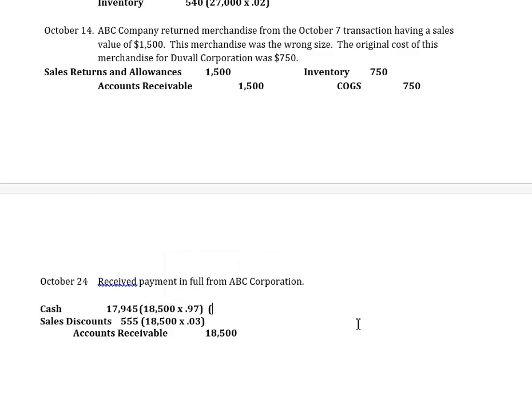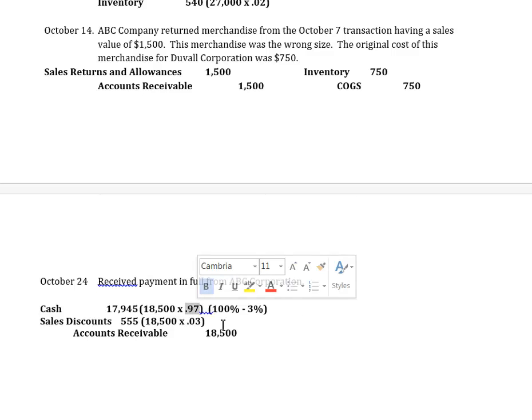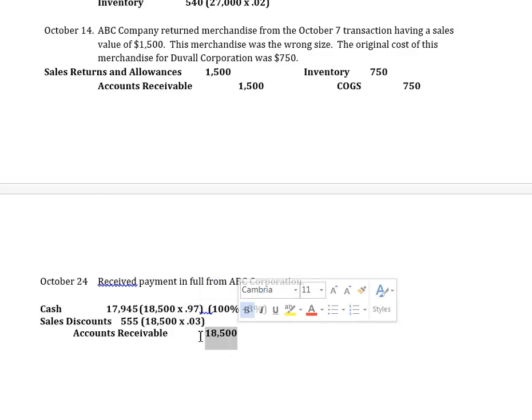How do we calculate that? Well, the full amount of the receivable was 100%. But don't forget, because they're paying within the discount period, they're going to pay us 3% less than 100%, or 97% of the account receivable balance, which is 97% of $18,500, which is $17,945.